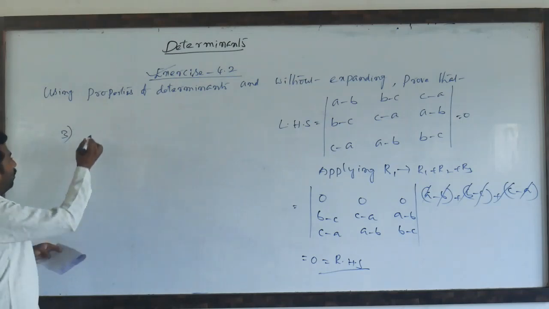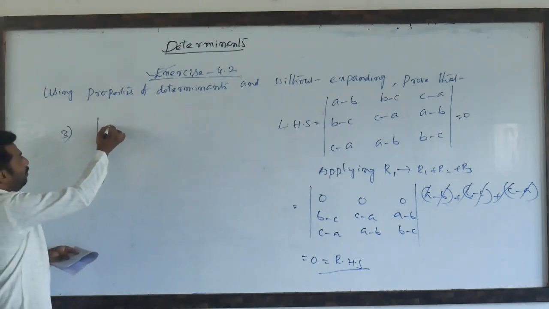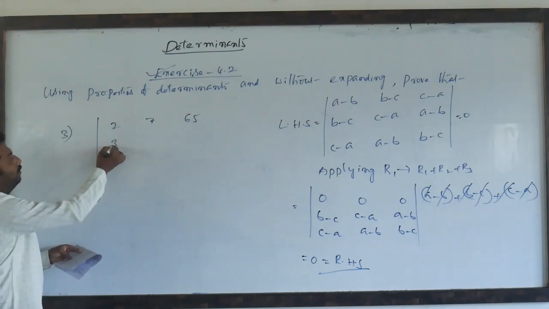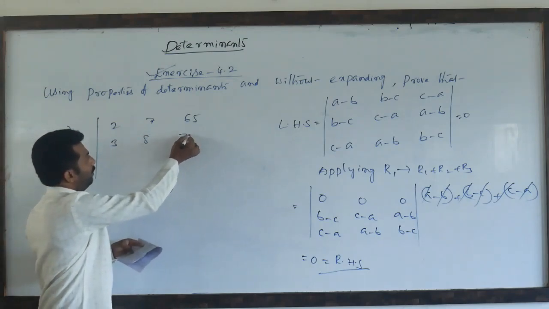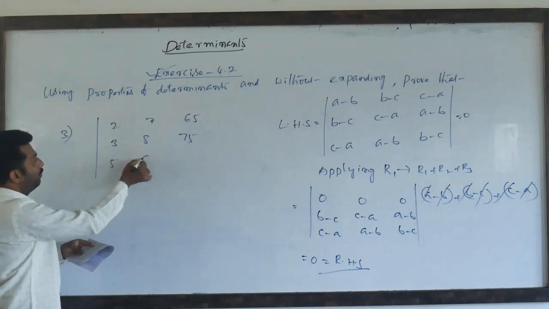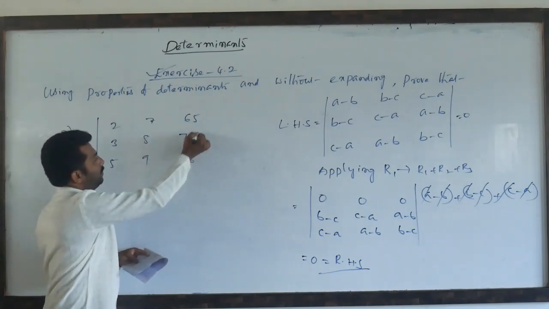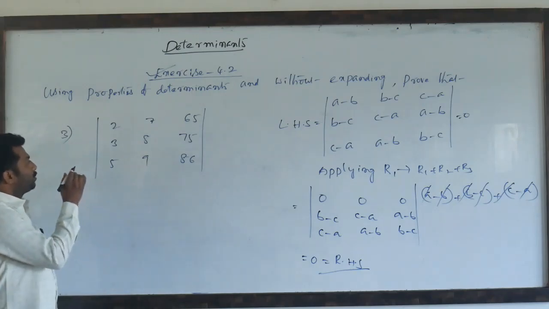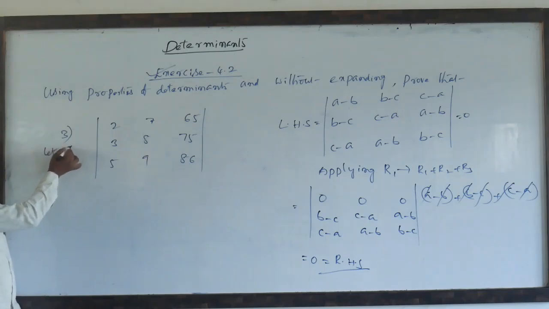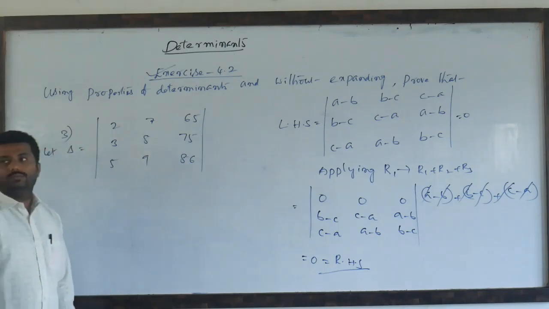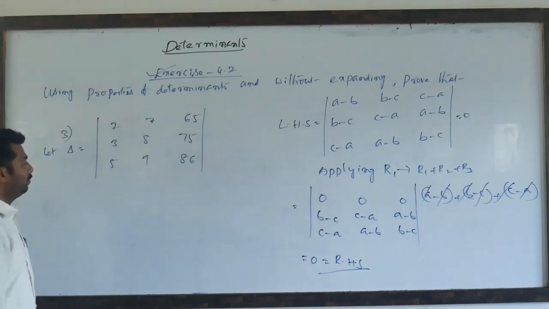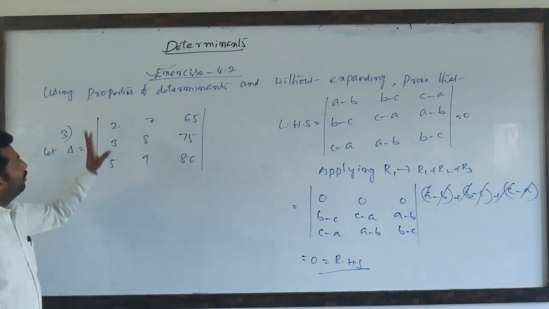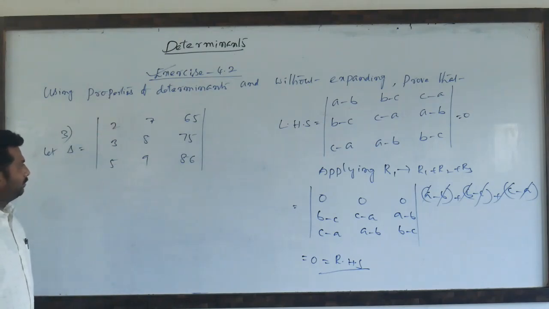Third question. Show that the determinant of 2, 7, 65; 3, 8, 75; 5, 9, 86 must be equal to 0, which we have to prove. I am taking this as delta, so delta equal to 0 we have to prove. We should not expand directly, but we have to use the properties of determinants.